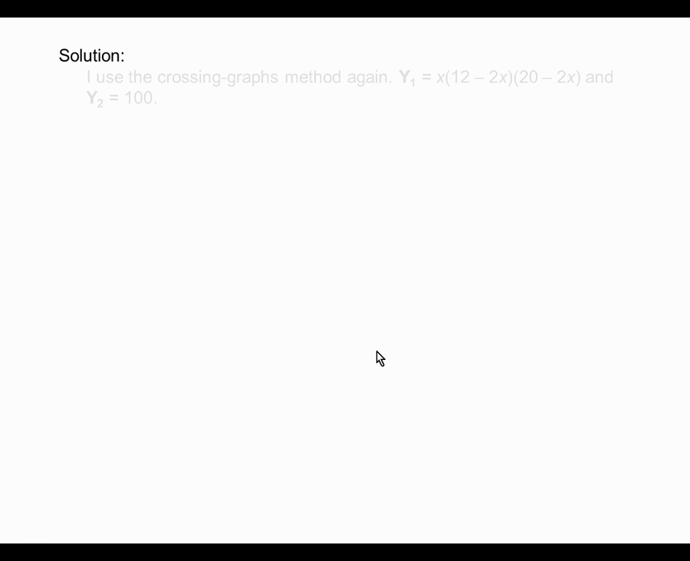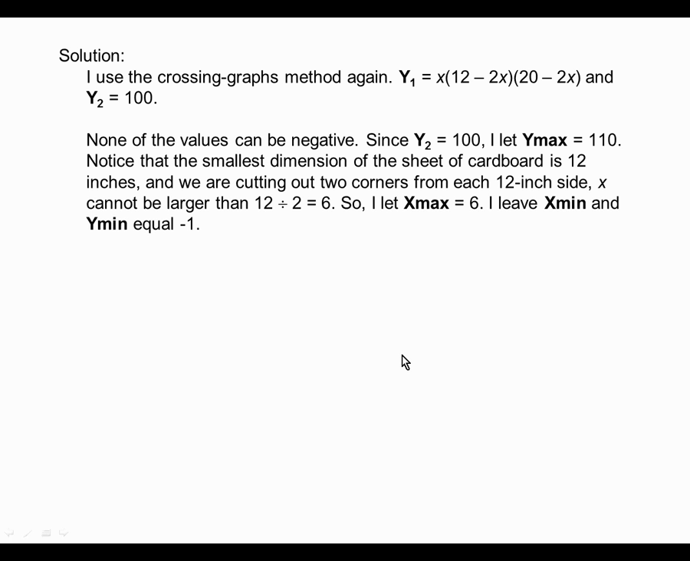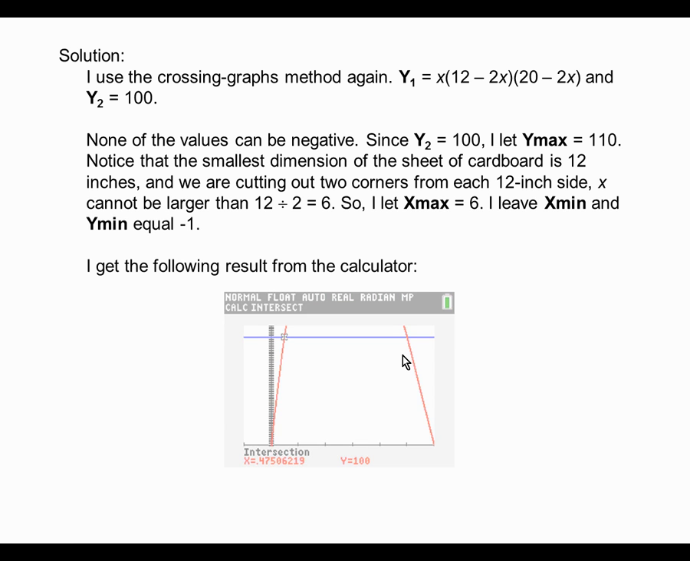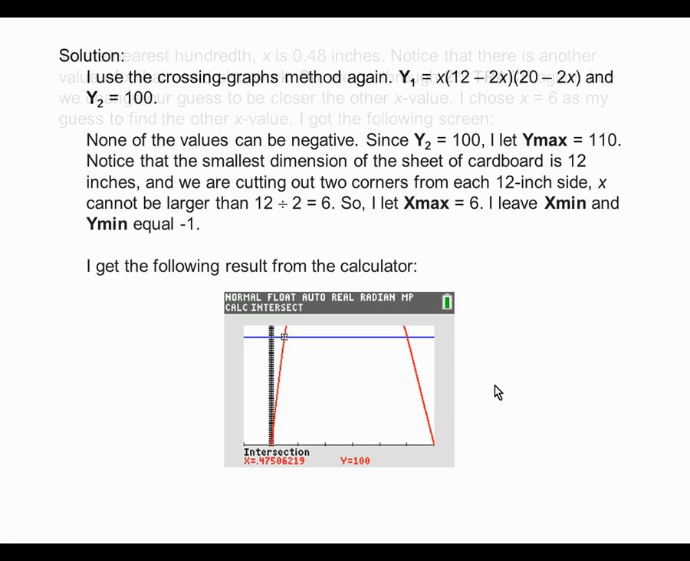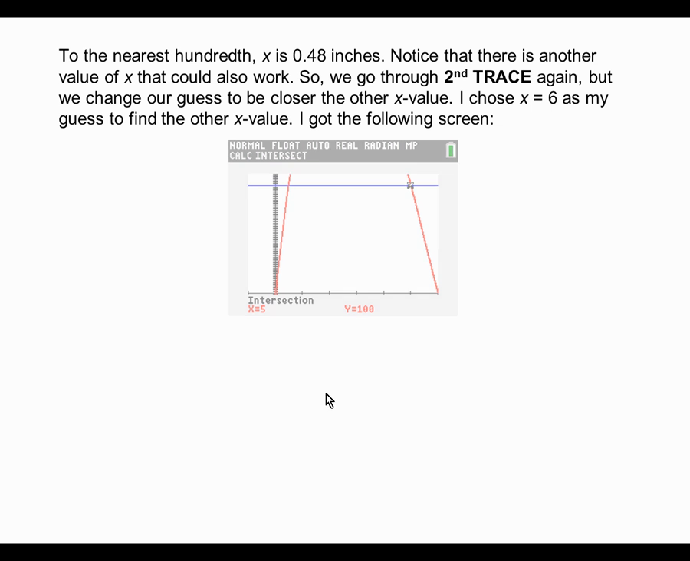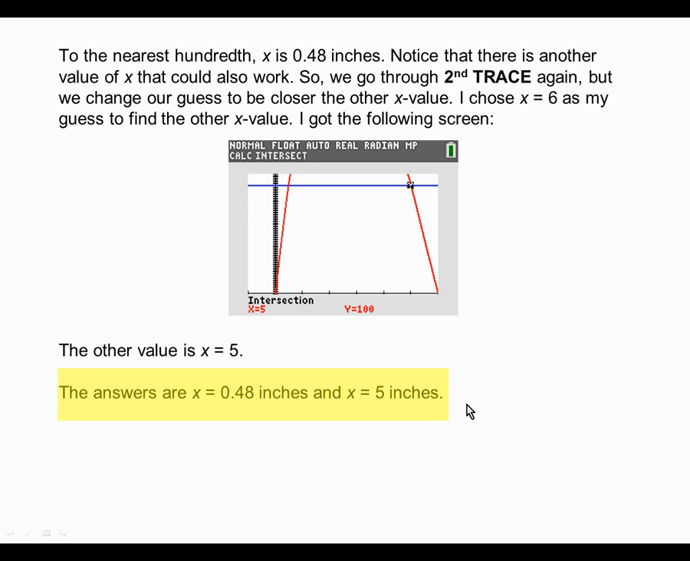So this is going to run through what we just did. So there was the one with 5, okay, and previously I found the one that was 0.48. So in this, on the slides, I found the 0.48 one first. Okay, so 0.48 inches and 5 inches.